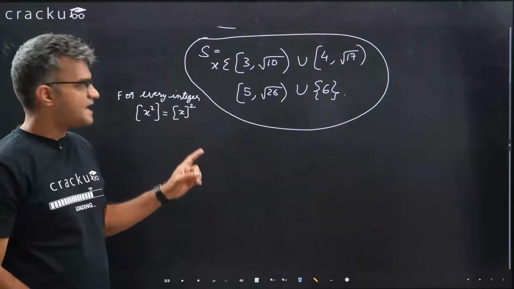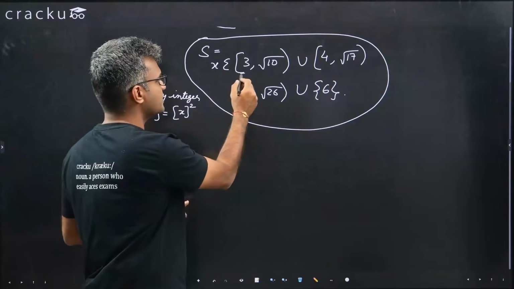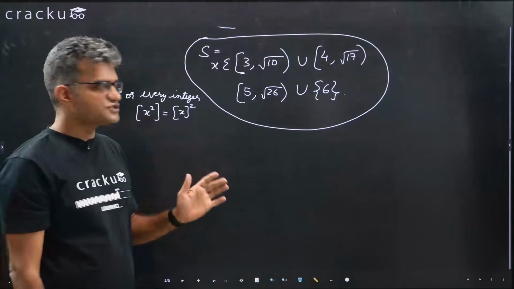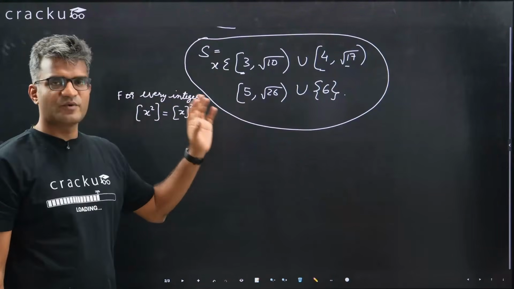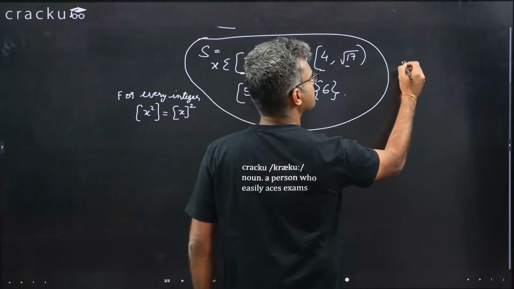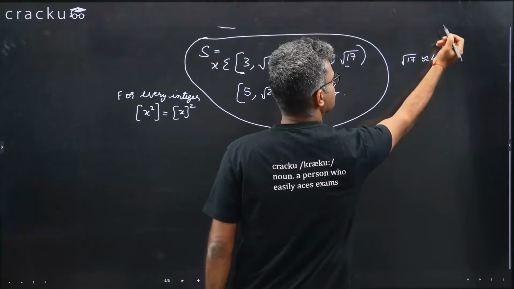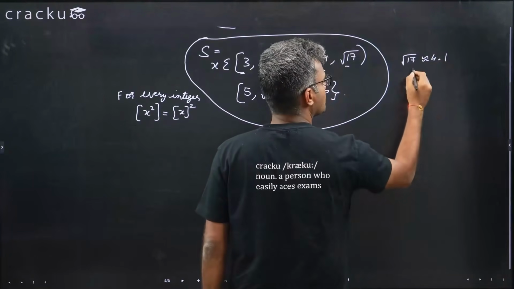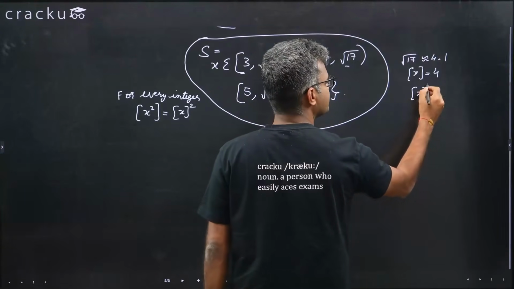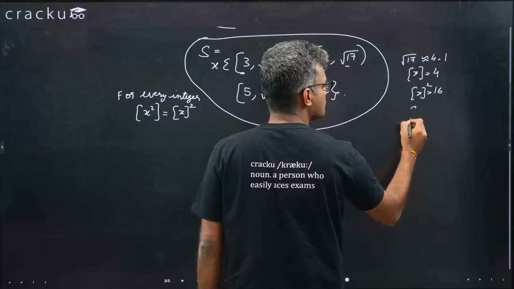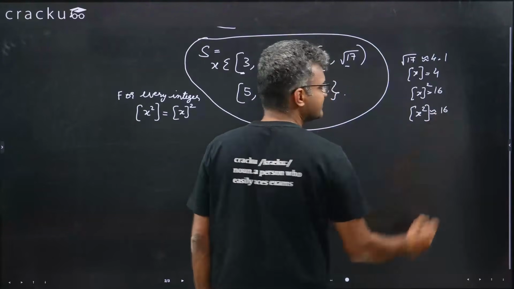S will lie as long as x belongs to 3 and square root of 10. 3 is included. It should also be between 4 and square root of 17. Because if you think about it intuitively, square root of 17 will be approximately 4.0 something, 4.1 if you assume it. So integer part of x will be 4. Integer part of x whole square will be 16. So integer part of x square should be 16. Only then it will satisfy.